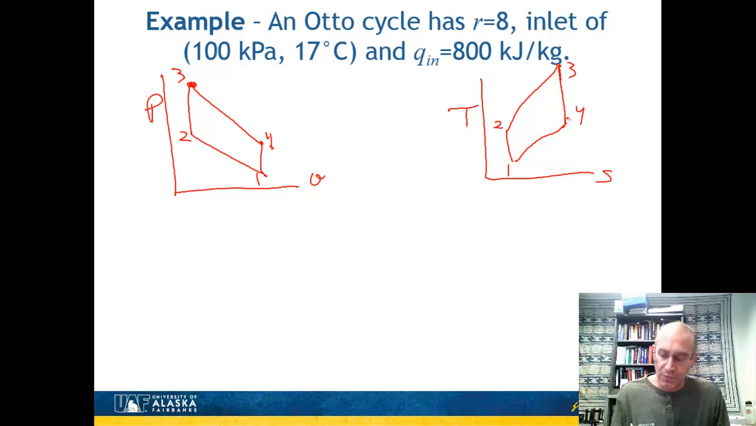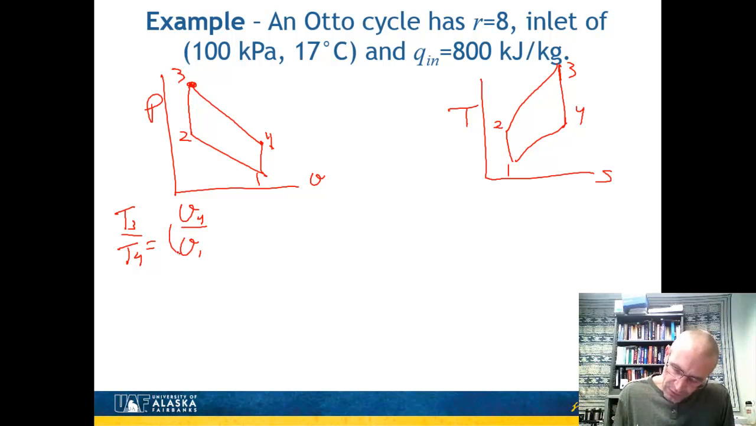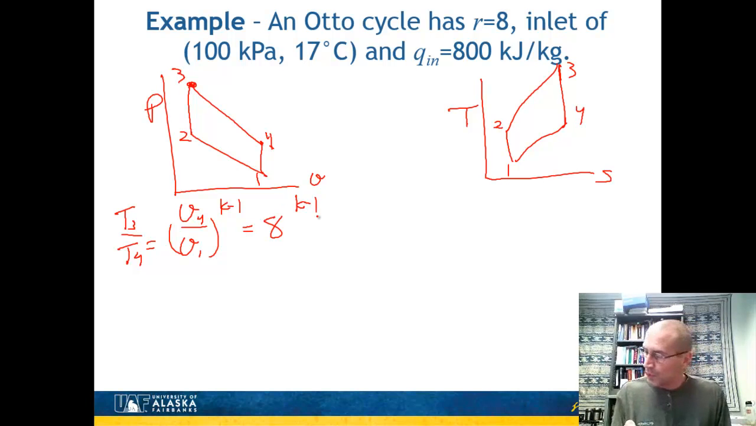So we're going to do the same thing we did when we went from 1 to 2. We're going to use an isentropic relation. T3 over T4 is equal to V4 over V1 to the K minus 1. 4 over 1, that's our compression ratio. That is 8 to the K minus 1. We knew what T3 was, so now let's directly solve that equation for T4. Plugging in those numbers, I find that T4 is 775 Kelvin.